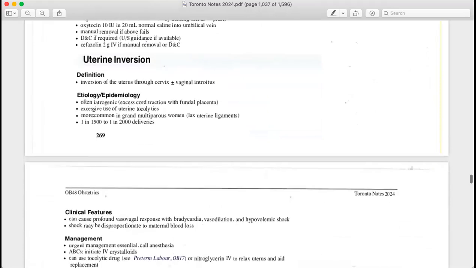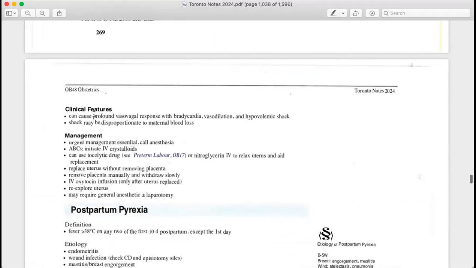Uterine inversion, if this has already been moved out. Usually we don't get these kinds of cases because we are going to be tested at the family physician level. So you can just skip this one. This is just an ABC condition. Just for emergency purposes, if this comes in emergency, you are going to start with ABC, crystalloid, tocolytics, and call for help.